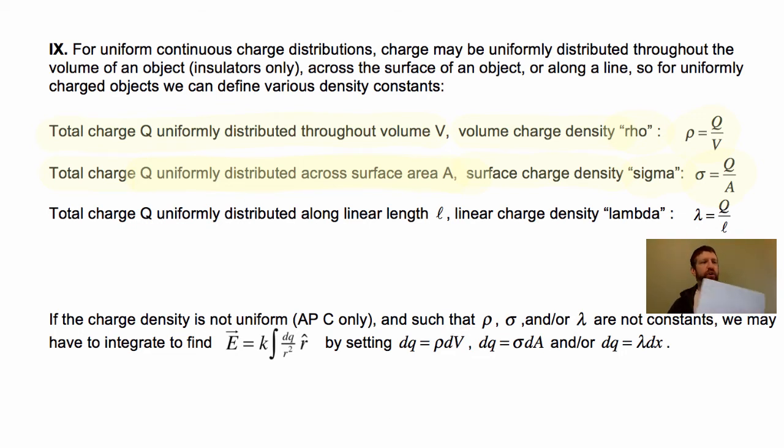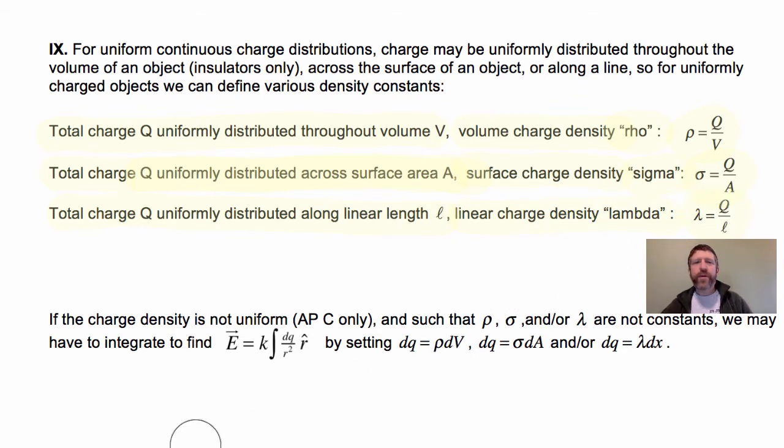You can also have a situation where charge is distributed across a line, for example, a string, where there's so many coulombs per centimeter, so many coulombs per meter along a line of charge. So for that, we use the linear charge density, Q distributed over L. Linear charge density lambda is just Q over L.